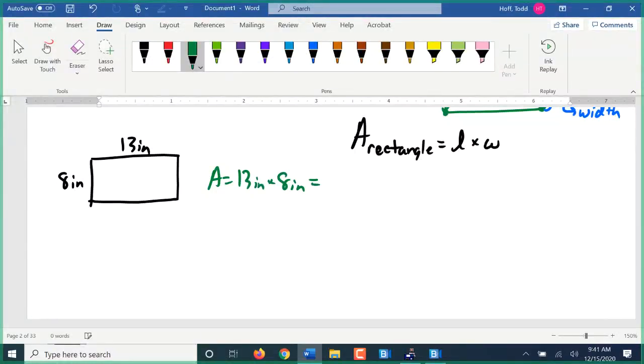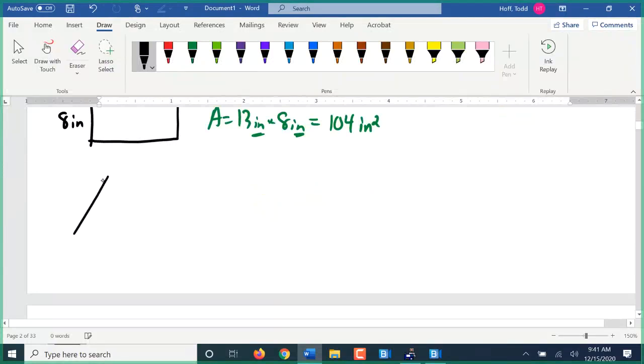So remember, when we multiply, we combine counts. 8 times 13 is 104. But we also combine the names. Inches times inches is inches squared, or square inches. Well, we did all that with rectangles back in Unit 2, as we said. But there are other shapes that we can run into.